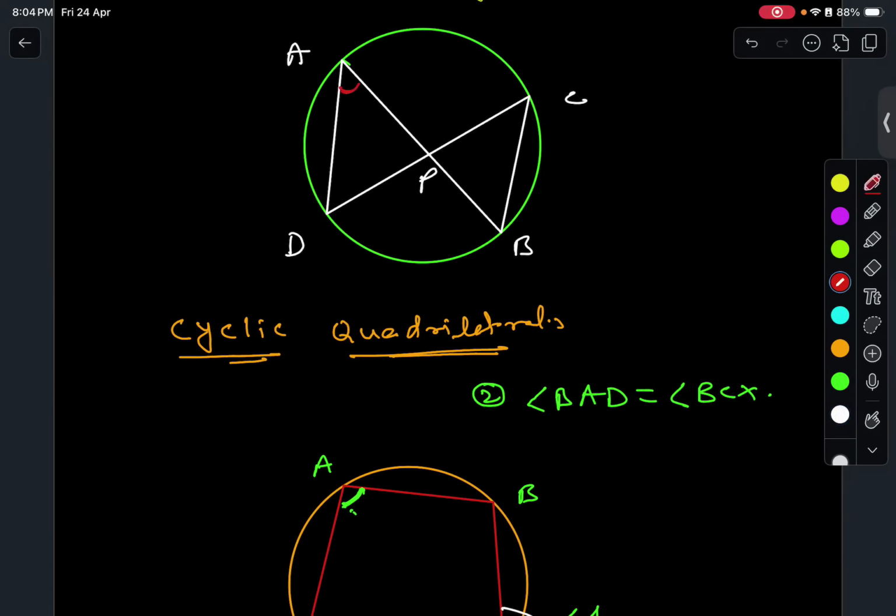This angle, you can imagine BD is a chord. With the same chord, can I say angle A and angle C are on the same side? So angle DAB must be equal to angle BCD first. Can you see any other angle in this? Anyone? Yes, sir. Angle B and angle D should be.